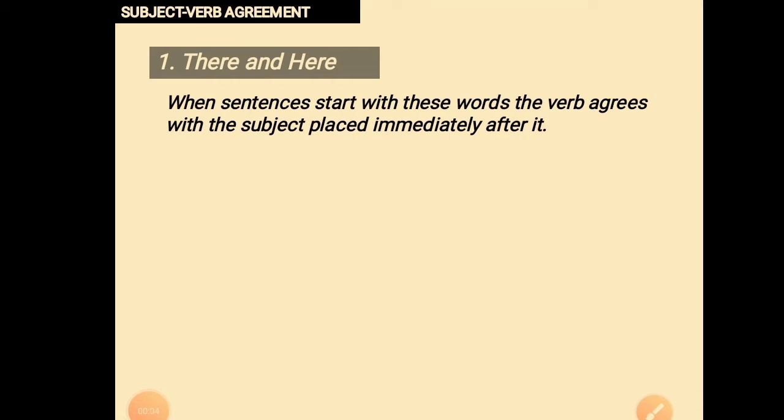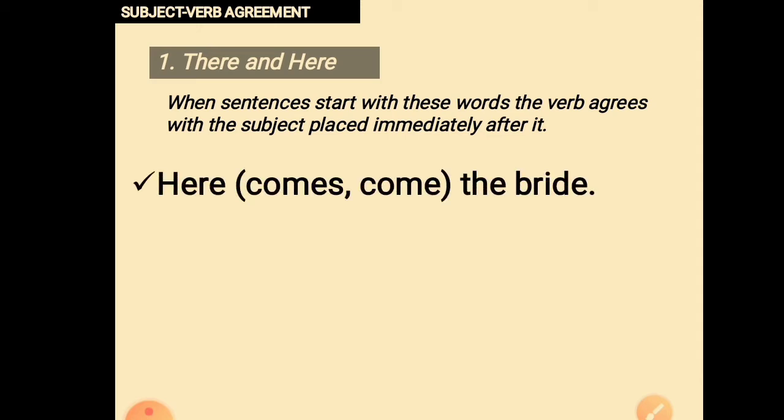When sentences start with these words, the verb agrees with the subject placed immediately after it. Again, if the sentences start with the word there and here, the verb must agree with the subject that is being placed immediately after it. What does it mean then? For example, here comes come the bride.